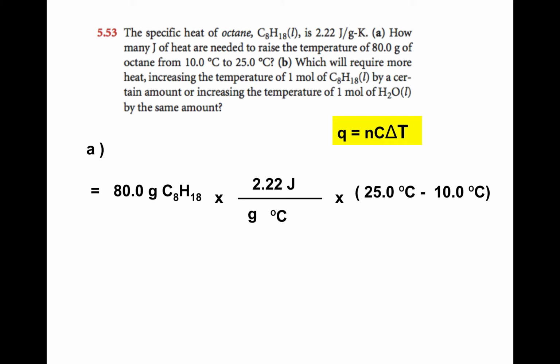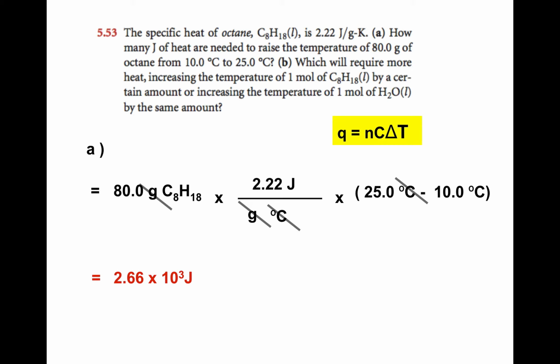When I plug in, I've got 80 grams of octane, and you'd have to put in 2.2 joules per gram per degree Celsius to raise the temperature 1 degree. Well, you're not raising it 1 degree, you're going from 10 degrees Celsius to 25 degrees Celsius. So Q equals mC delta T is really just a conversion factor to get to joules. When I multiply across, grams cancel, degrees Celsius cancel, and I'm left with joules. So everything just has to be in the right unit. So that many joules is required.